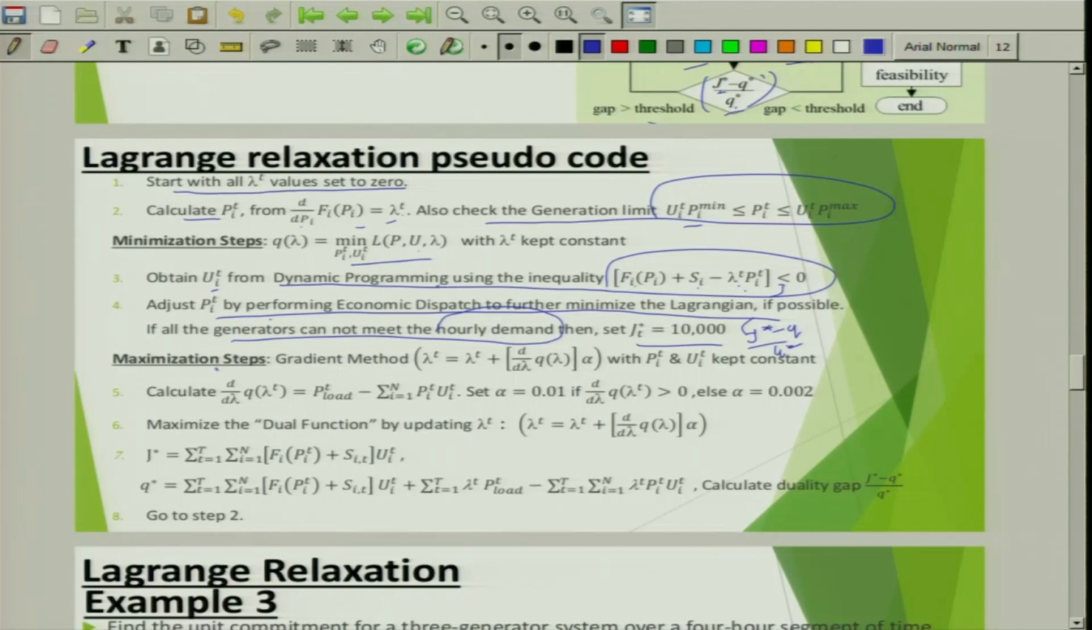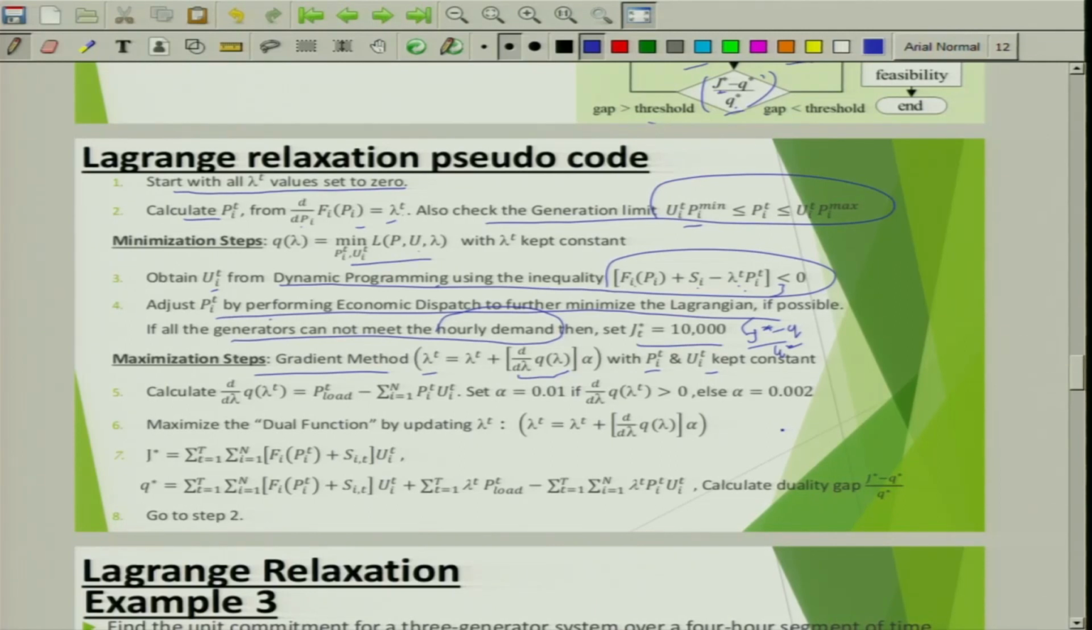So then using the gradient method you find out the slope, then you obtain lambda, the next lambda needs to be updated, right, because you have to go for the next iteration, considering now P and u as constant.